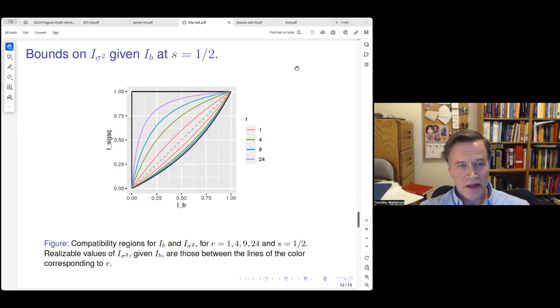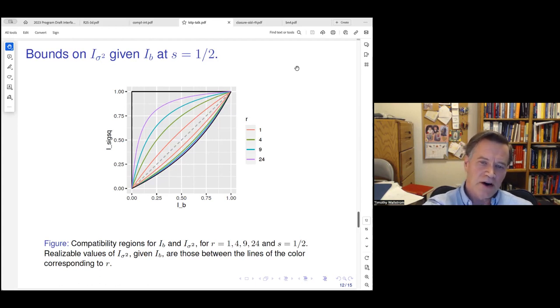So if we look then at the bounds for this normalized sigma squared, given the normalized B, at S equals 1/2, S equals 1/2 is where the mean density is just halfway between the lower density and the upper density. It's (rho 1 plus rho 2) over 2. And then we can look at these bands around the diagonal. The diagonal is if basically we could tell sigma squared directly from the value of B.